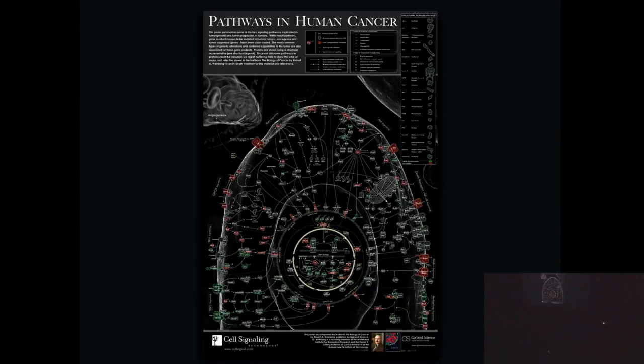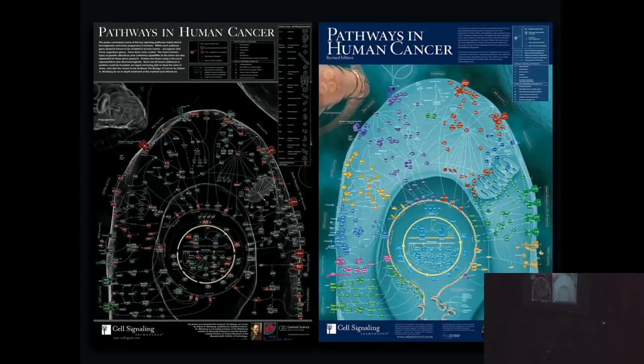This is a cancer poster that I designed about 10 years ago for a company called Cell Signaling Technology. It was meant to summarize what was known back then about some of the key pathways in human cancer. It was recently redesigned with colors that I felt were a little too happy for a cancer poster, but that's my own opinion.